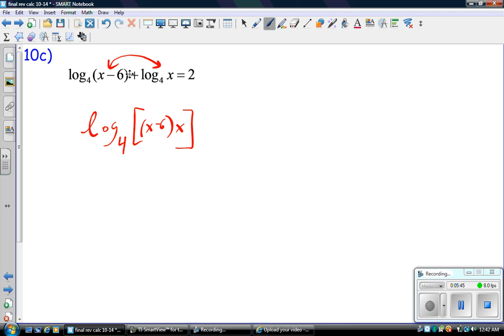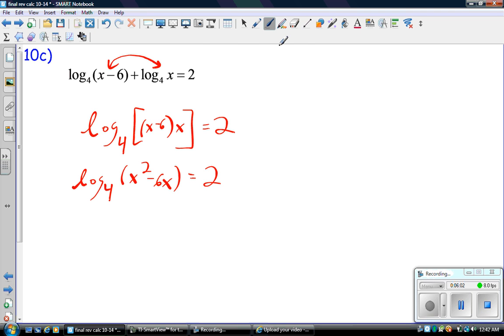And multiply those together, equals 2. So then I can go ahead and distribute the x through. So this is really x squared minus 6x equals 2. Now, how the heck am I going to solve for x on this one?